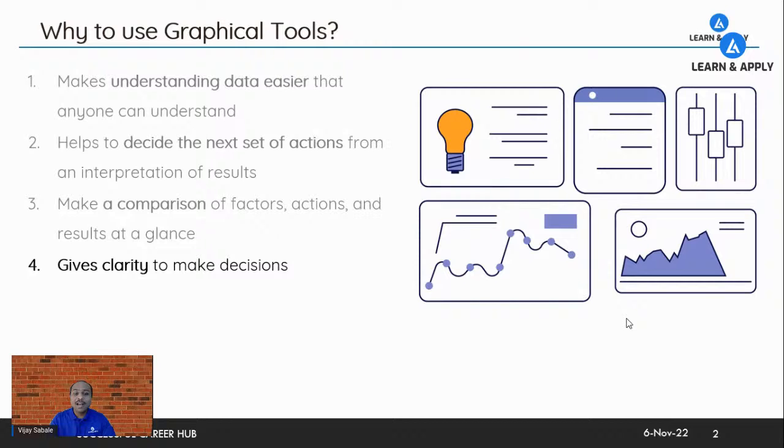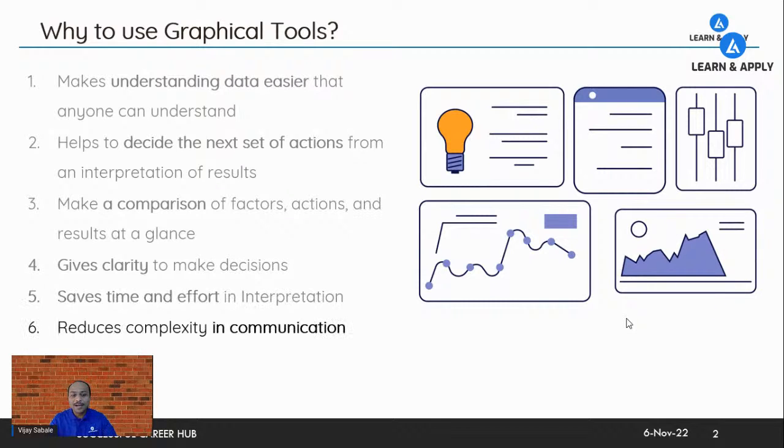Fourth, it gives clarity to make decisions. It is the same point that we had seen, but we have clarity in our decisions: why we are taking the decision, and the confidence with which we can take those decisions. Fifth, it saves time and effort in interpretation. Otherwise, we need to go into detail to understand the meaning of those statistical concepts and other things. But graphical tools make the interpretation of the results easier.